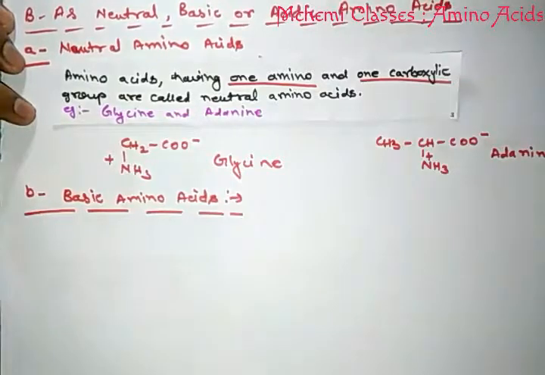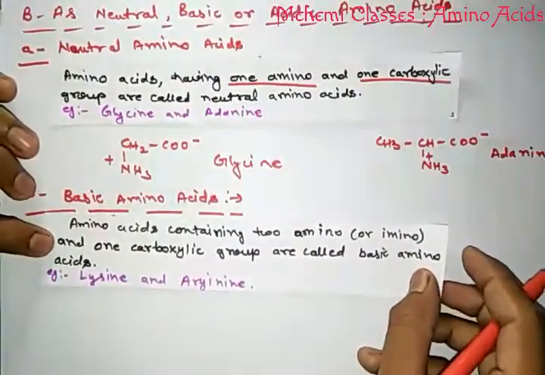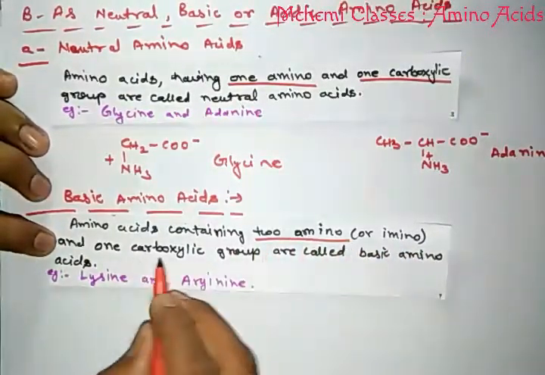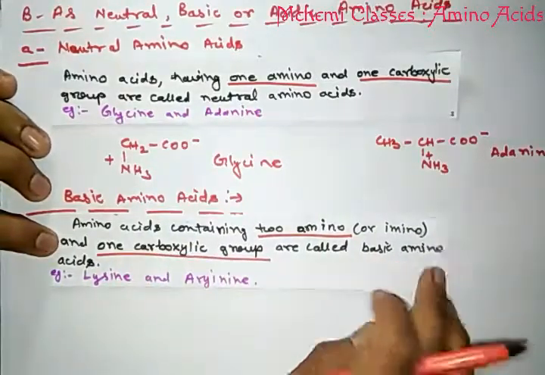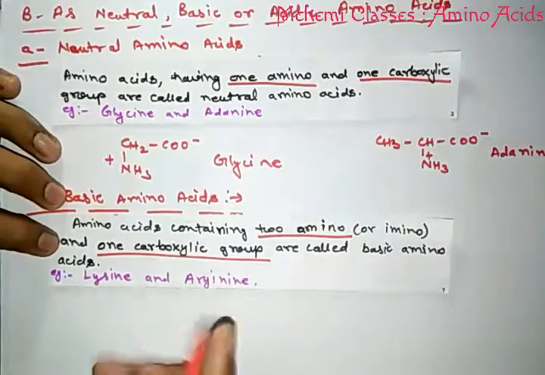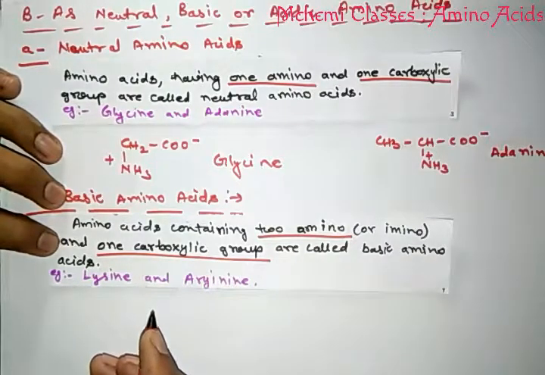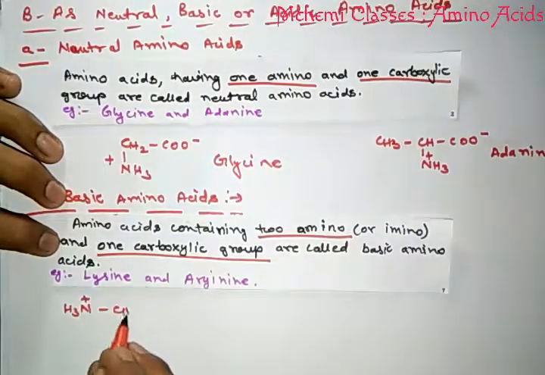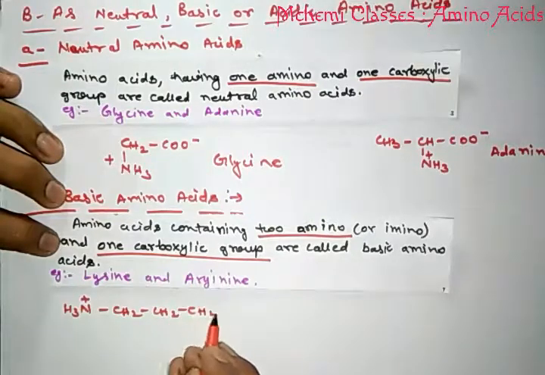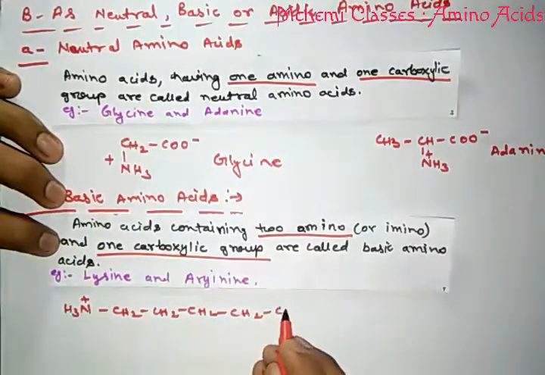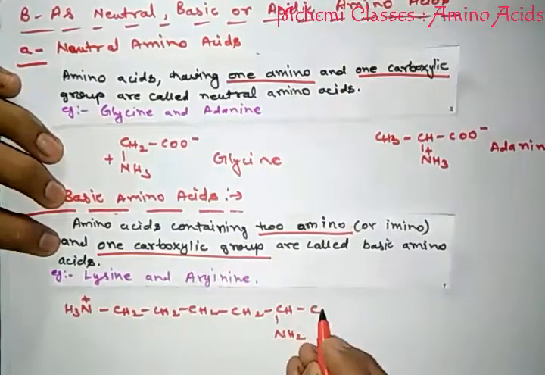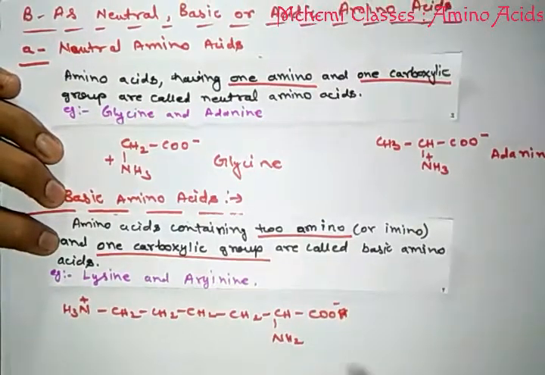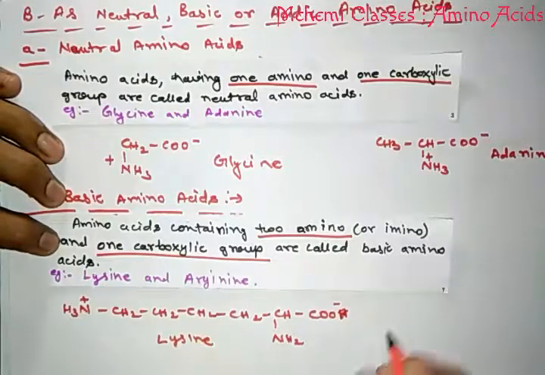Basic amino acids can be classified as amino acids containing two amino groups and one carboxylic group. The examples are lysine and arginine. Lysine is NH2, CH2, CH2, CH2, CH2, then CH, NH2, COO minus. It is called lysine.